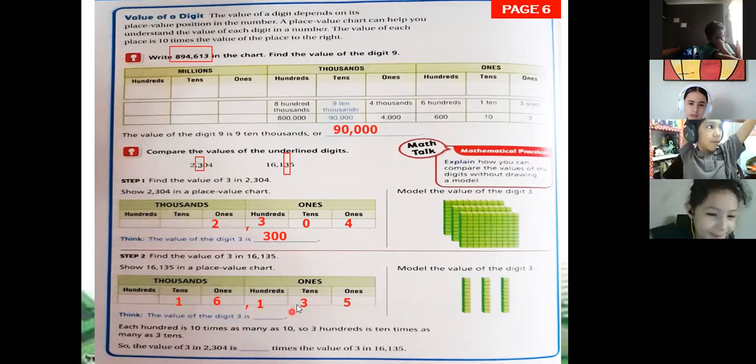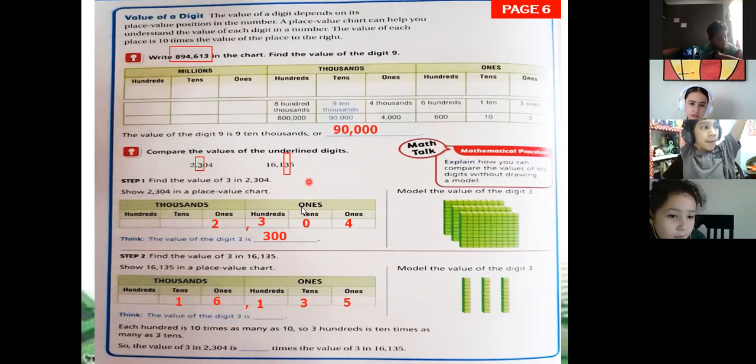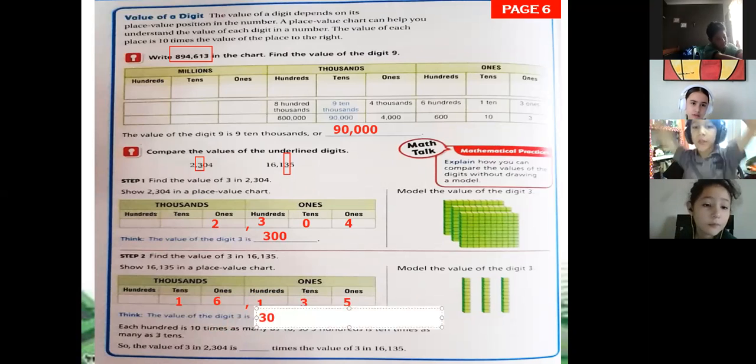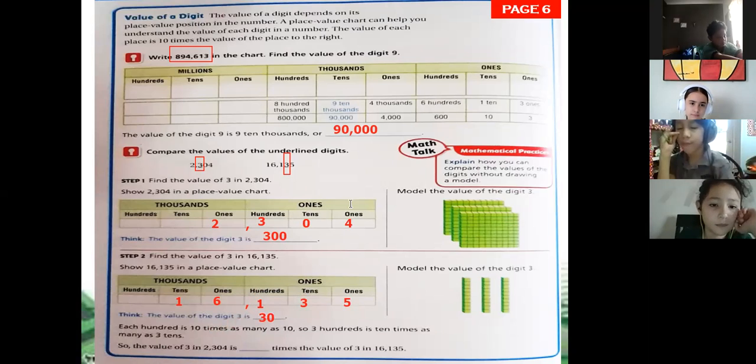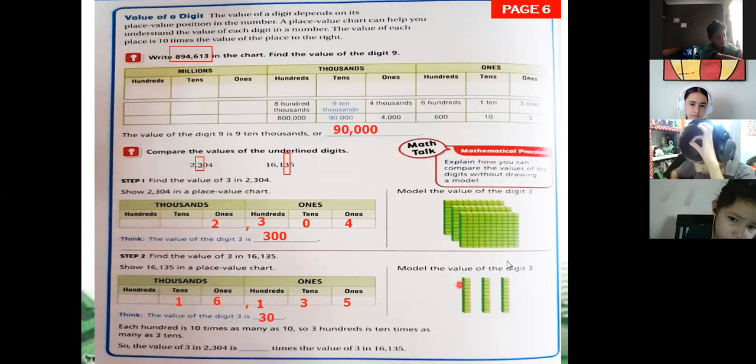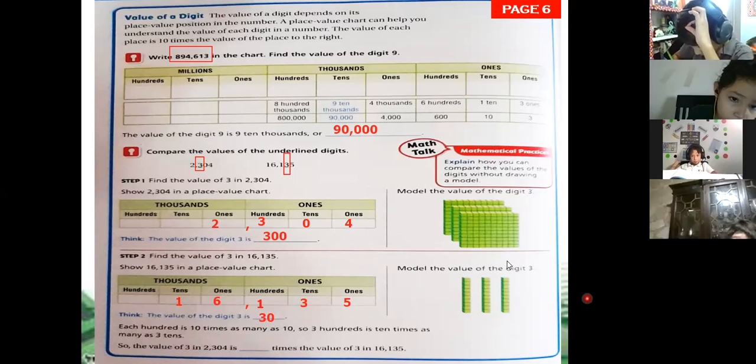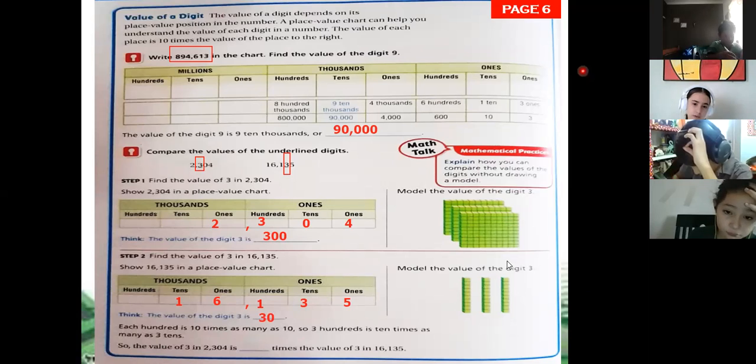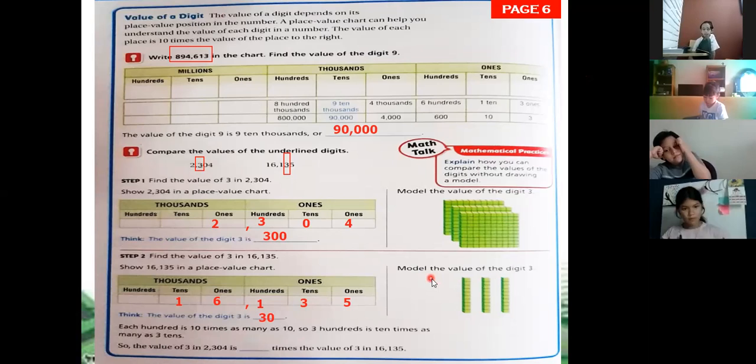Now, we need to think about the value of digit 3. What is the value of this digit 3? It's on the tens. How can we represent 3 tens? 30. Excellent. These 3 tens make 30. It represents 30. Here you have the model of the value. We have tens, and tens. When you add them, you have 10, 20, and 30. Excellent.